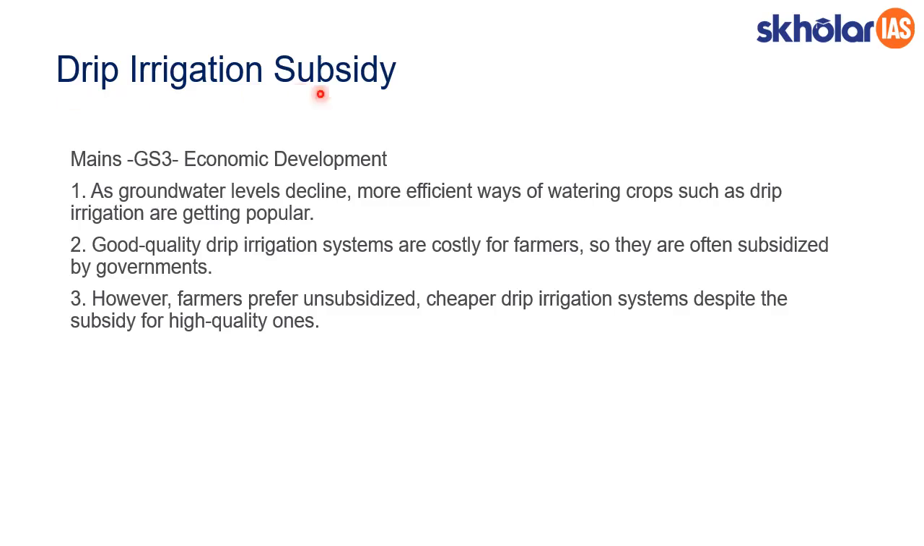So the third topic is with respect to drip irrigation subsidy. This particular topic is important with respect to the Mains GS3 part. It will come in both the agriculture as well as the economic development part. Basically, India's agricultural water productivity is very low because we use a huge amount of water for cultivating our crops, and mostly rice is one crop where more water is spent. It is opined by several experts that while India is exporting rice to other countries, it is indirectly exporting water. So this is one scenario.